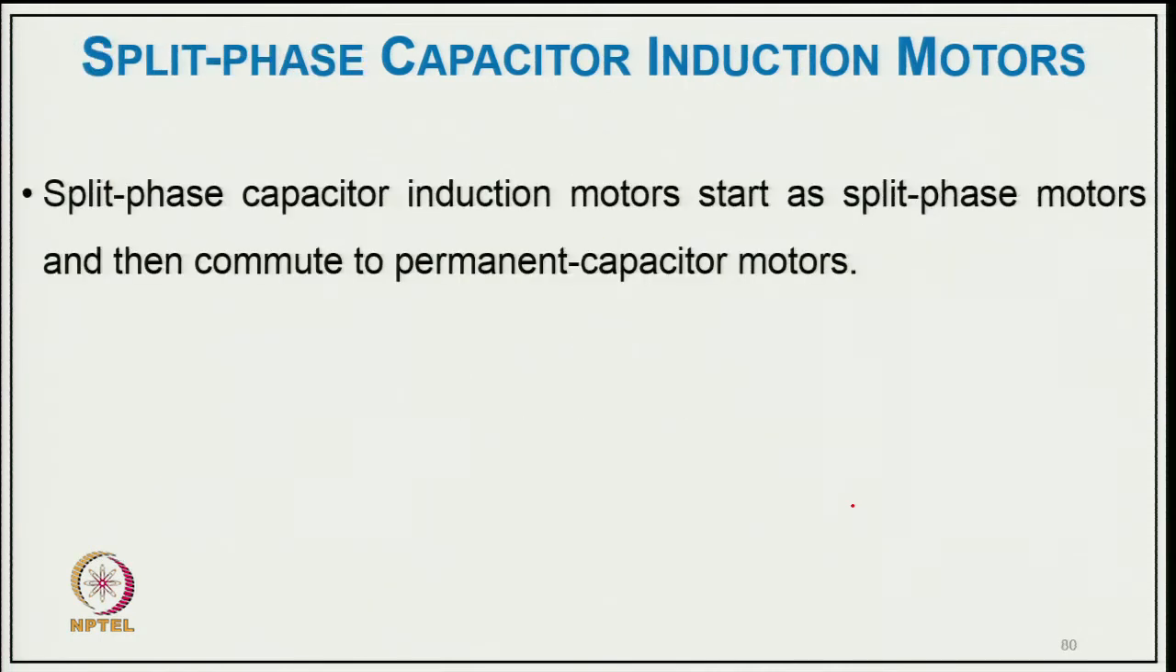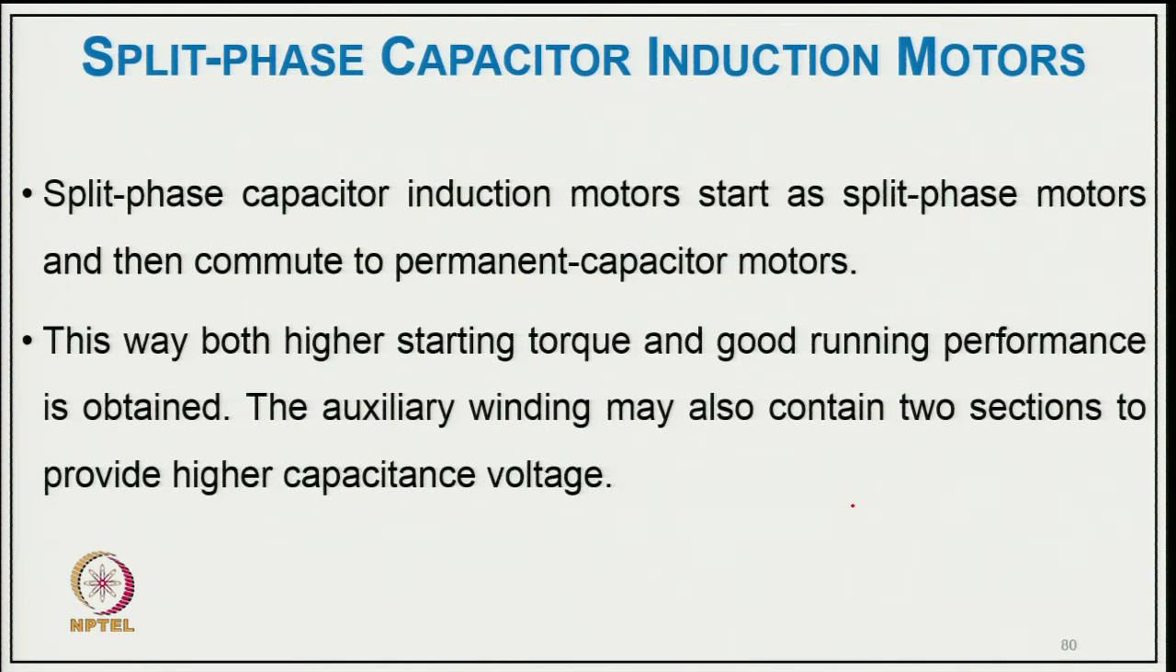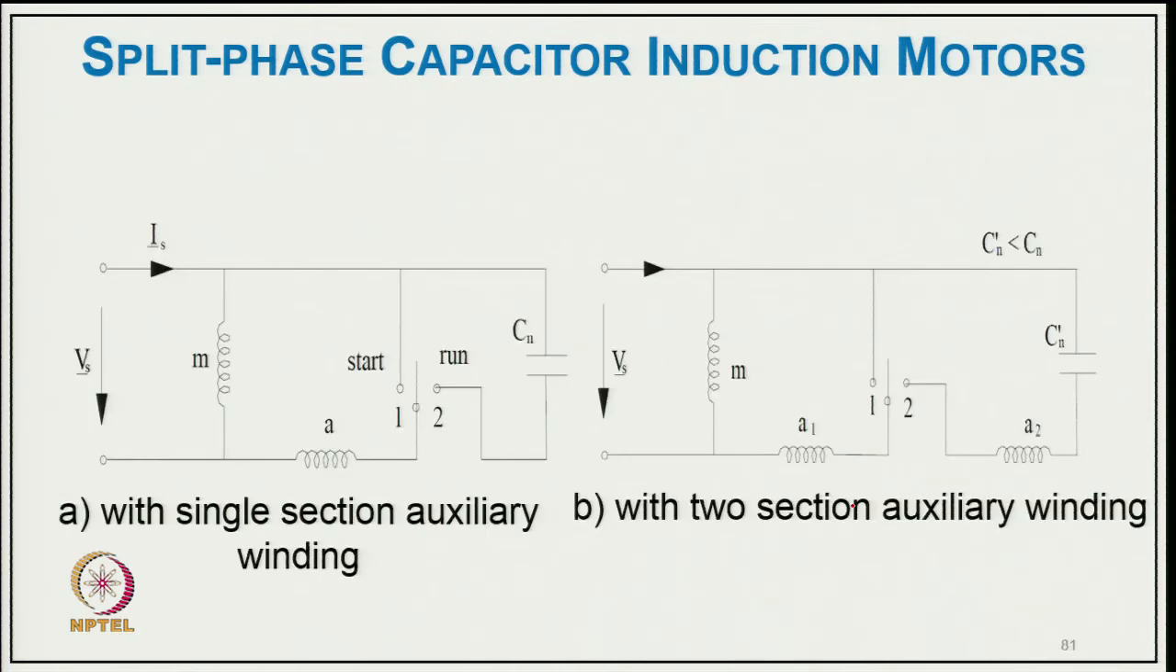This is the test center type with the capacitor in a typical capacitor induction motor. The split phase capacitor induction motor starts as a split phase motor and then is commutated to a permanent capacitor motor. This way both higher starting torque and good running performance are obtained. The auxiliary winding may also contain two sections to provide the higher capacitor voltage, and this is typically how you can put the start and running, I mean, with the auxiliary winding, and the winding can also be in two parts.